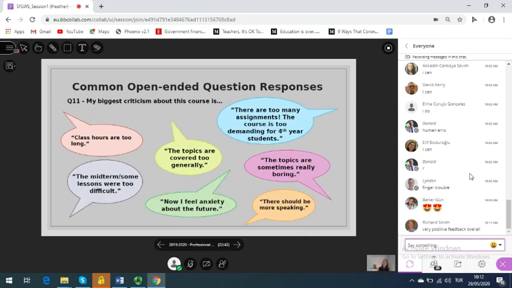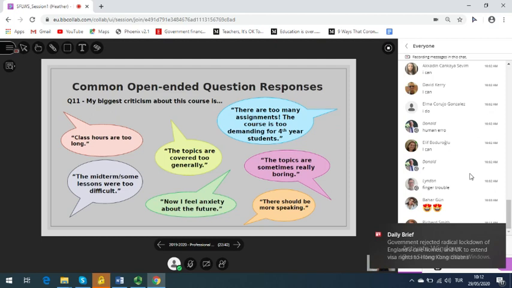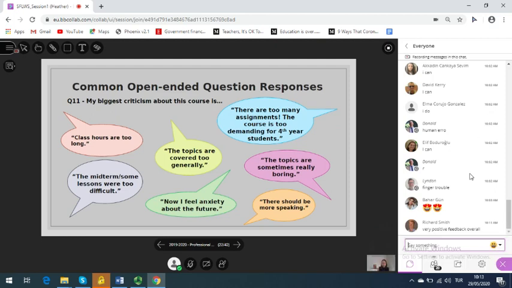So this was question 11 about maybe a criticism. Maybe that's not the best word to use, maybe an opportunity for growth or something like that. But this is what they said: class hours are too long, and the midterm is difficult. And now some of them feel anxiety about the future. Sorry. And they want more speaking. And they also thought there were too many assignments. So some of these things we can change. Some of these things we can't. But it's still good to know kind of what their mindset is.